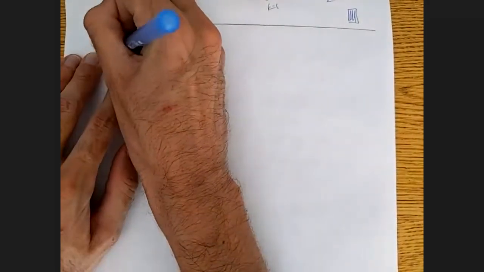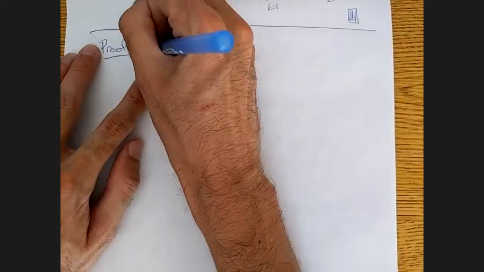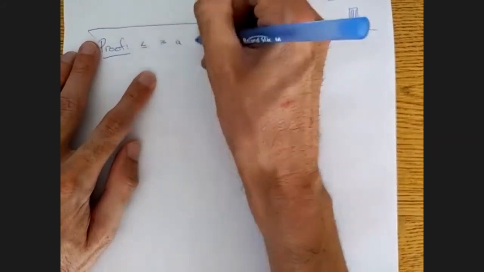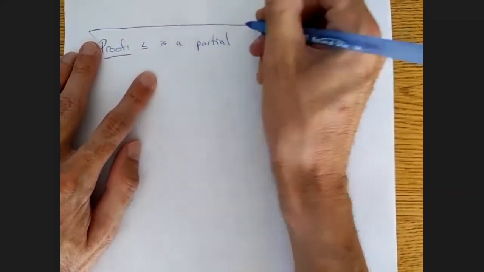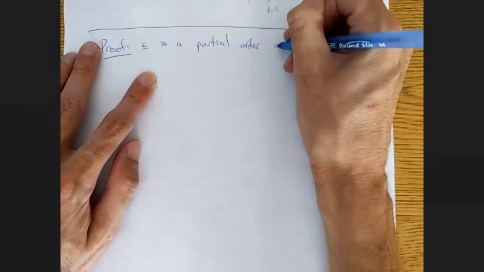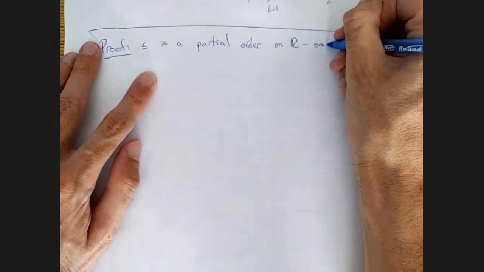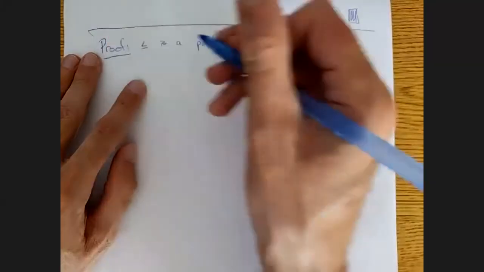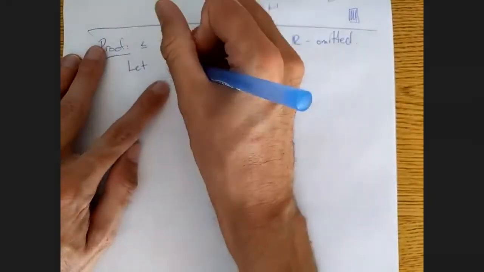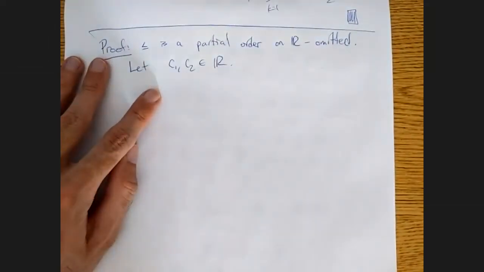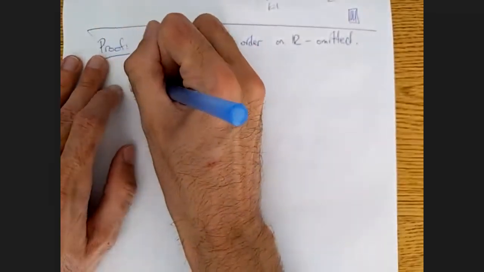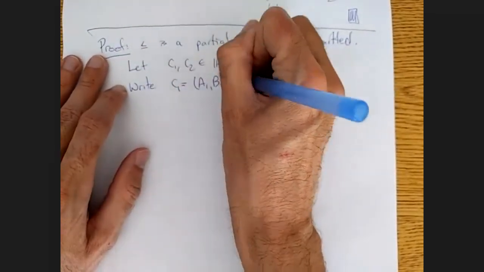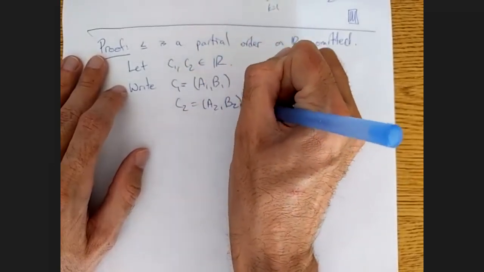Okay, proof. So this part is going to be omitted. It's not bad. For any two real numbers, we need to show that either C1 equals C2, C1 is less than C2, or C2 is less than C1. So we're going to write C1 and C2 as A1, B1 and A2, B2.